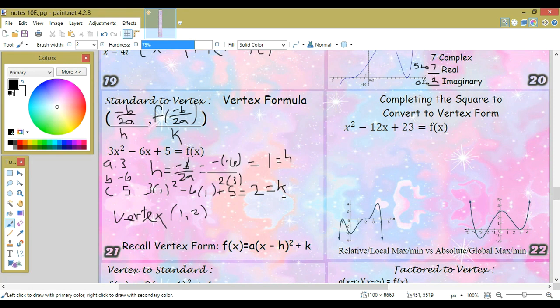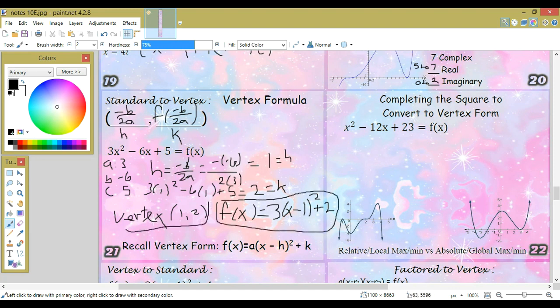So using the vertex, we can write our vertex form equation. So f of x equals a, which is 3, parentheses x minus h, which is 1, squared, plus k, which is 2. That's our formula. And this is our vertex.